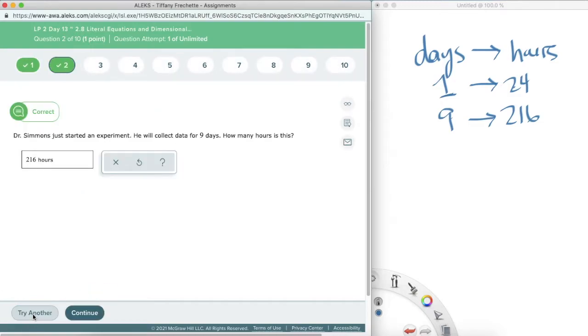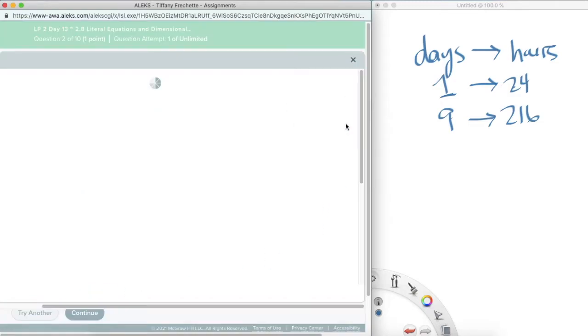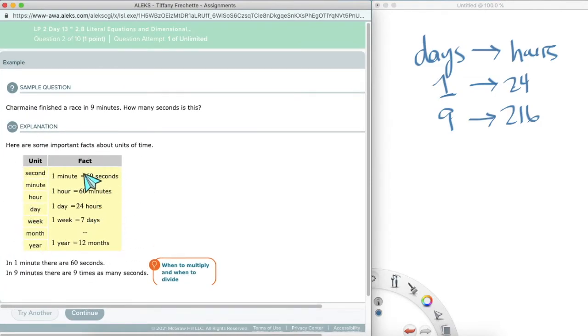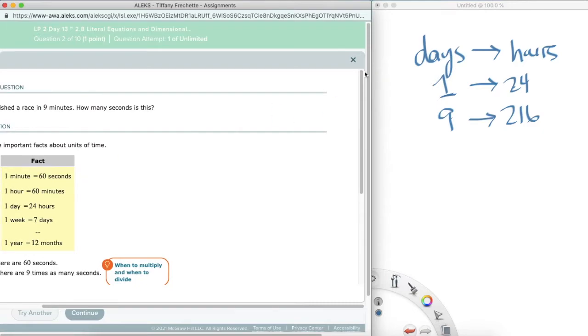All right, and I believe, I'm going to click on it really quick, they probably will give you the conversion here. So they do give you a conversion here on the explanation if you need it. Okay. All right, continue.